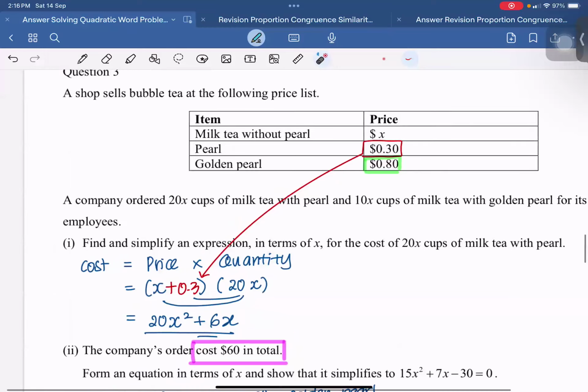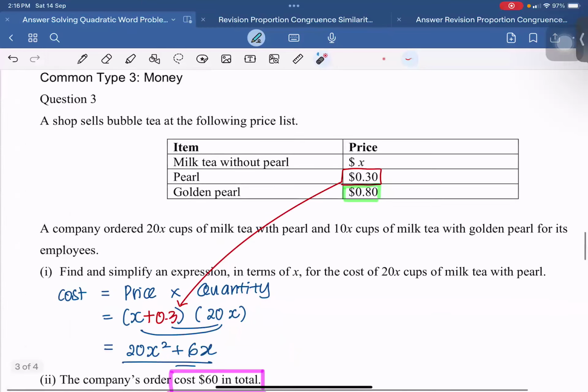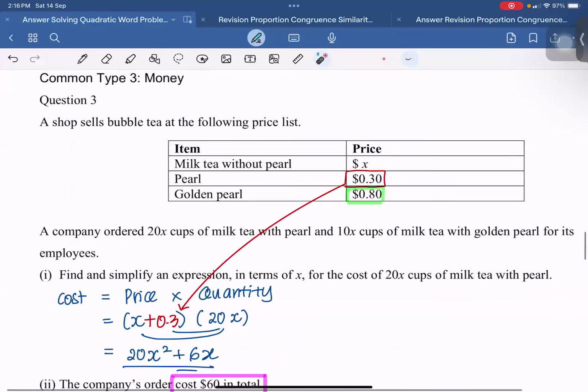This one is a little bit more complicated. When it comes to money, a lot of times money will have decimal places. Usually with algebra, we don't like decimal places, so we need to be a bit more careful. First part of the question, I was quite surprised when I tested this last year with my sec 2, they didn't know bubble tea. They didn't know how to calculate. They only know how to drink bubble tea, but they didn't know how to calculate the price for the bubble tea.